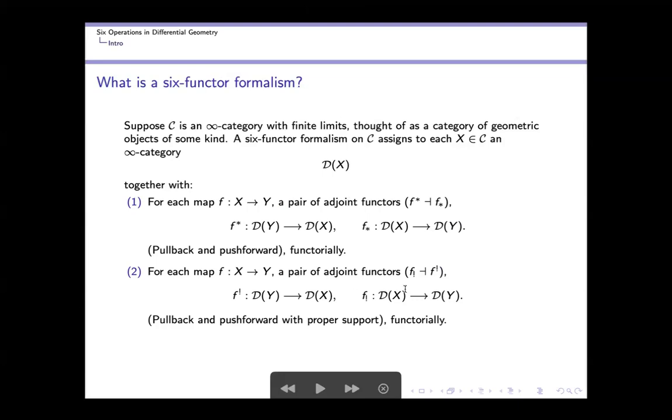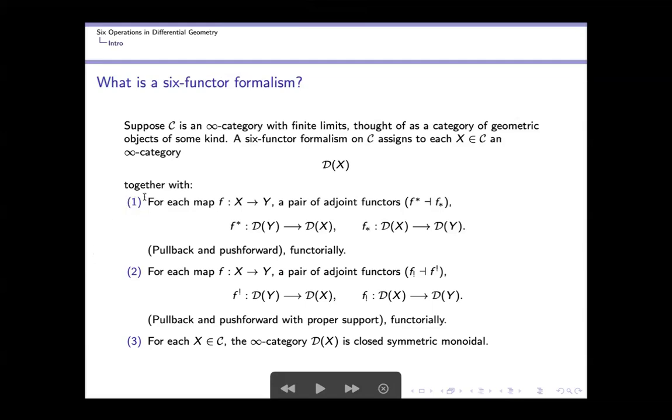For a map, you also have two other adjoint functors, f lower shriek and f upper shriek. The thing to notice is that the variance of this adjunction is reversed with respect to the star adjunction. So f upper star goes from D_Y to D_X, and here f upper shriek goes from D_Y to D_X. Above, f upper star is the left adjoint, but here f upper shriek is the right adjoint. And then one also requires all of these categories to be symmetric monoidal. And not just that, they have to be closed symmetric monoidal, so you can form inner homs with respect to this tensor product. And here we see the six functors.